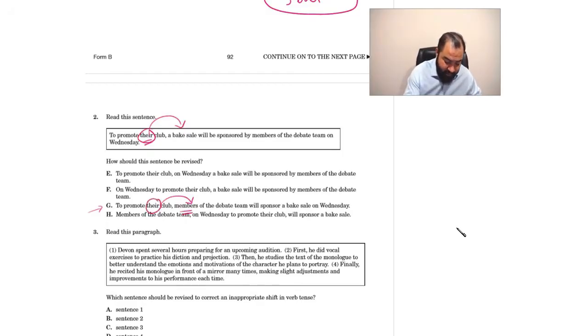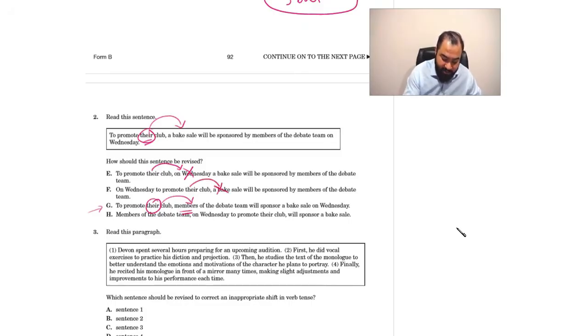I mean their, the word their, here, right? So look at E, to promote their club on Wednesday. So this their is not the Wednesday. On Wednesday, to promote their club, a bake sale will be sponsored by members of the debate team. On Wednesday to promote their club. Again, their is not the bake sale, so that's the problem.